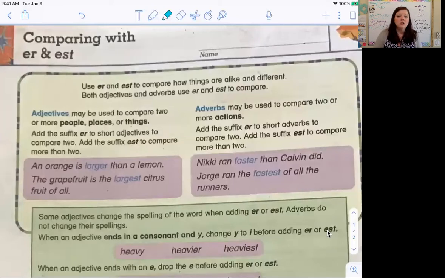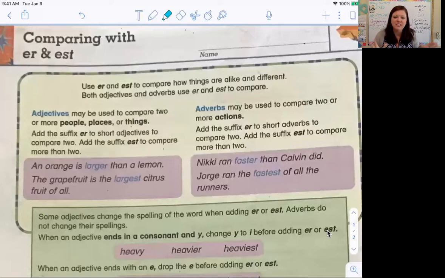But we could also talk about actions. Remember, words that describe actions are called action verbs. Someone in the purple box there, Nikki ran faster than Calvin did. George ran the fastest of all the runners. So you can't just compare things, you can also compare actions with ER and EST.